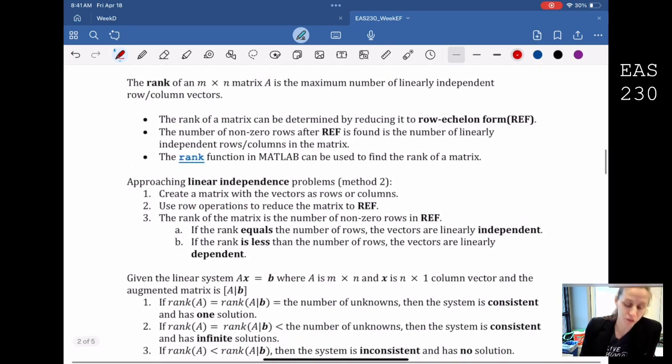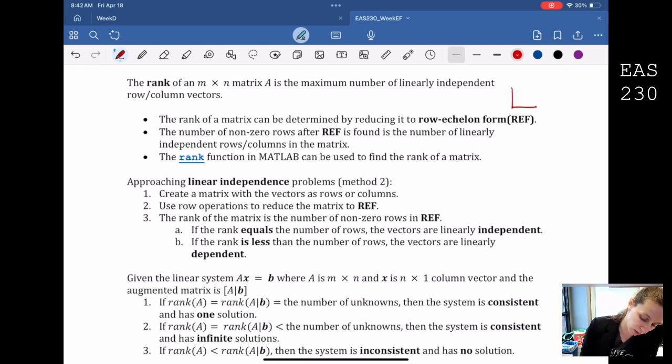Our second method is to find the rank of a matrix. The rank of a matrix is the maximum number of linearly independent rows or columns. Okay? The matrix can be any size. But what we're going to do is if we have a matrix, we can reduce it to REF. So remember, get our lower triangle of zeros. And the matrix can be any size. It really doesn't matter. But get a lower triangle of zeros. Reduce it to REF. What happens is sometimes we have 0 rows that show up at the bottom.